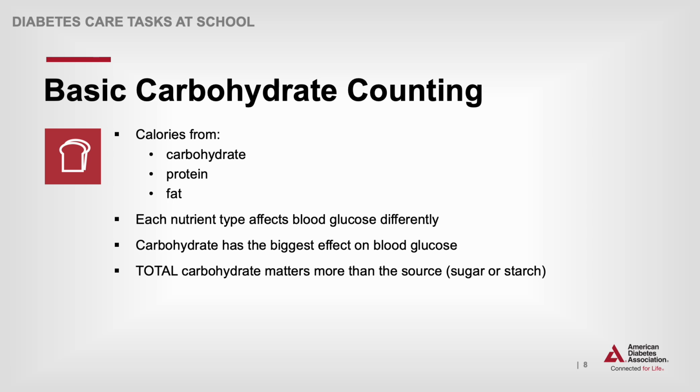Carbohydrates are found in several types of sources: natural sugars like fruit and milk, starches with fiber like raw vegetables, beans, and whole grains, starches without fiber like white flour products, refined grain products, and concentrated sugar like cake, candy, and regular soft drinks.